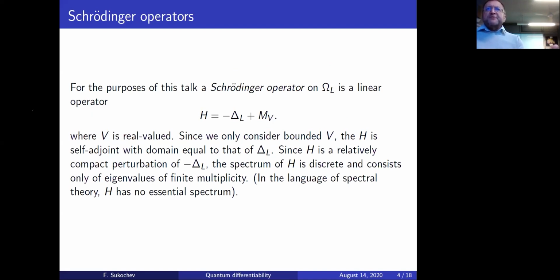Since we only consider bounded V, H is self-adjoint with domain equal to the domain of Delta_L, and H is a relatively compact perturbation of my Dirichlet Laplacian. And therefore, this is of course a theorem, the spectrum of H is still discrete and consists of eigenvalues of finite multiplicity. In the language of spectral theory, H has no essential spectrum. This again makes it much easier to study, compared, say, with the classical Schrodinger operator on the Euclidean space. So let's again remember those notations which I will be using throughout the talk. H is this Schrodinger operator, Laplacian plus multiplication operator M_V. It's a completely classical setting.